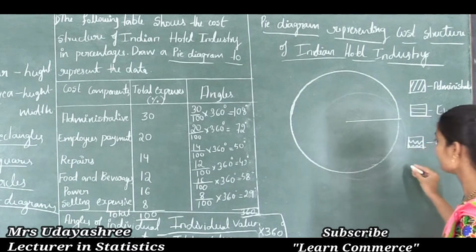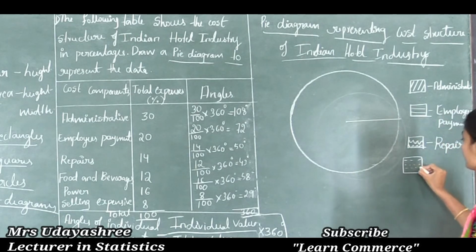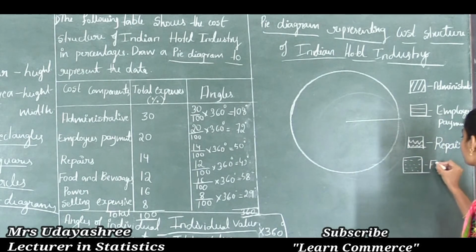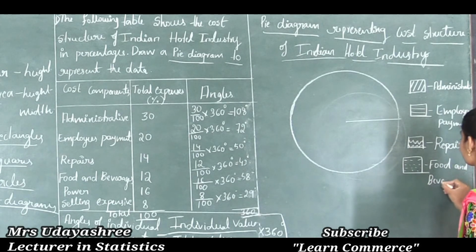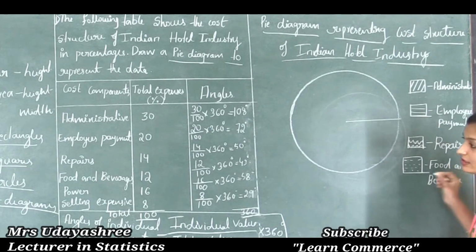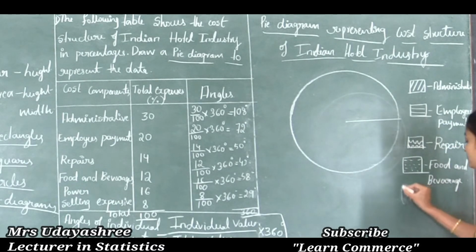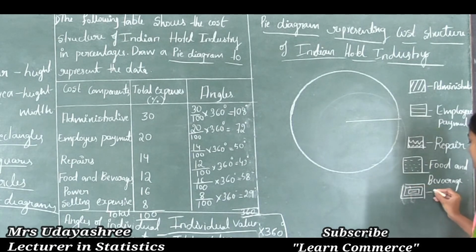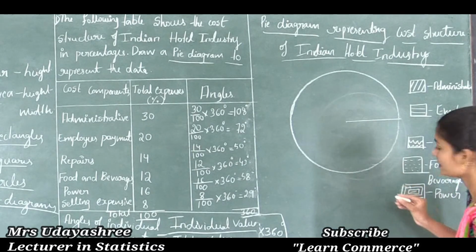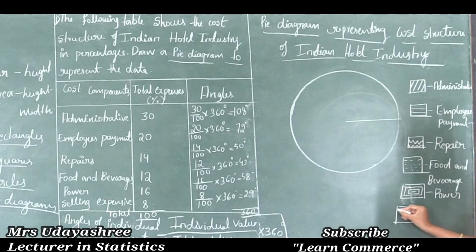Next is food and beverage. For food and beverage the shading mark is like this. Okay, this is the index for food and beverage. Next is power. For power the index is like this. This is for power. And the last one is selling expenses. For that I will do the shading like this.